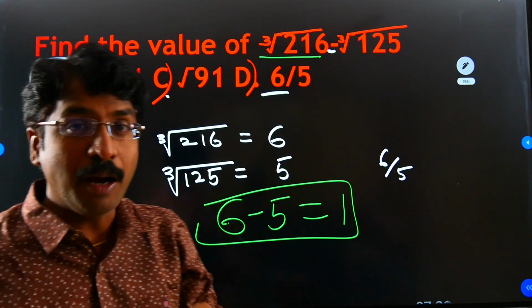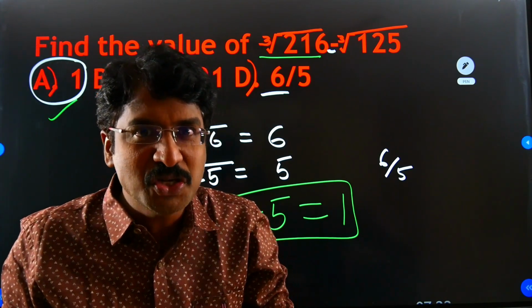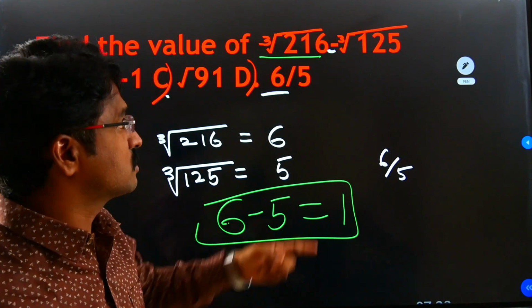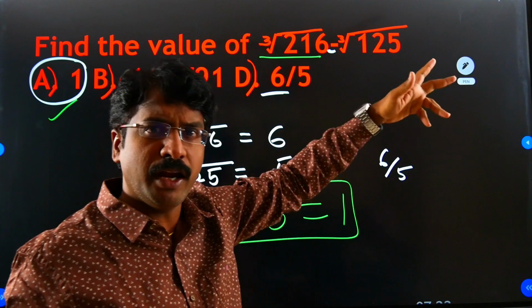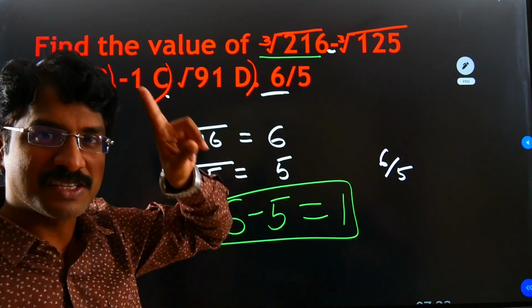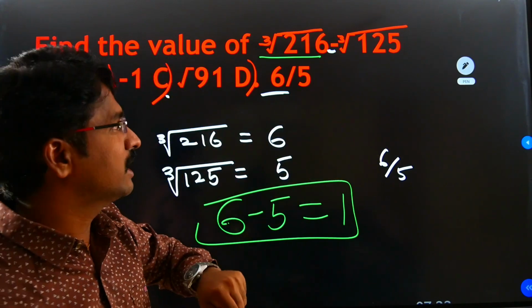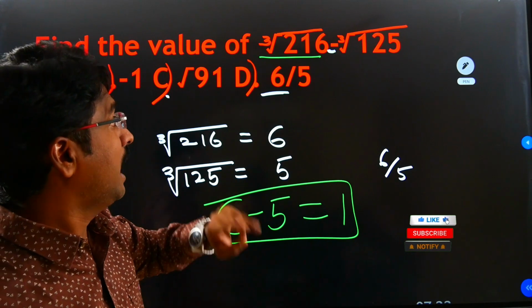See, here in the options they are trying to confuse you. So first they want to confuse you with 216 minus 125, which is 91. Yes, 91 is there. First one, confusion number 1, created by the examiner. And the second one is.